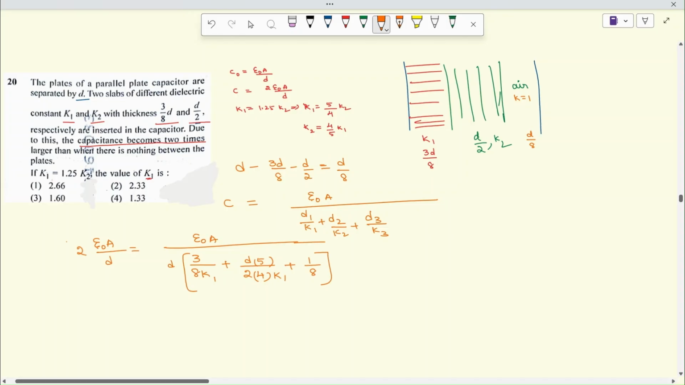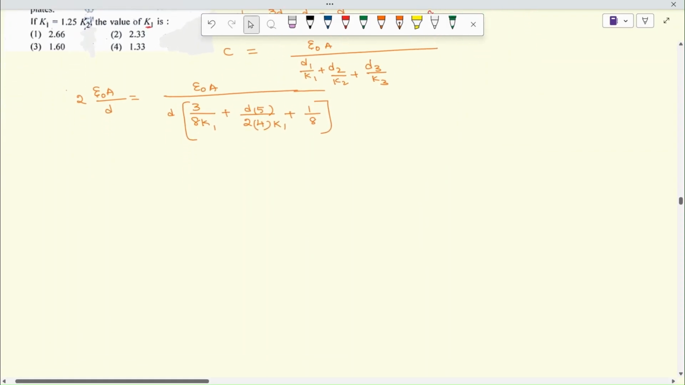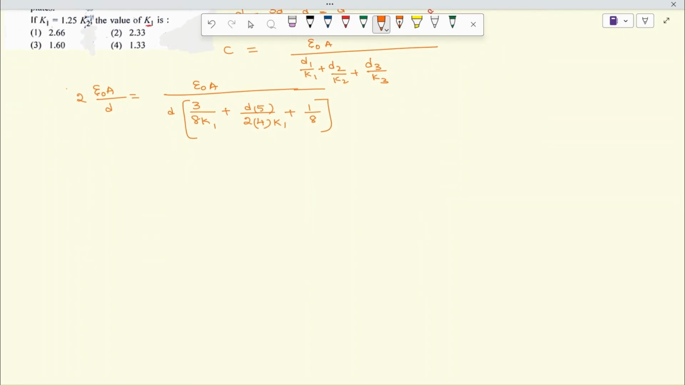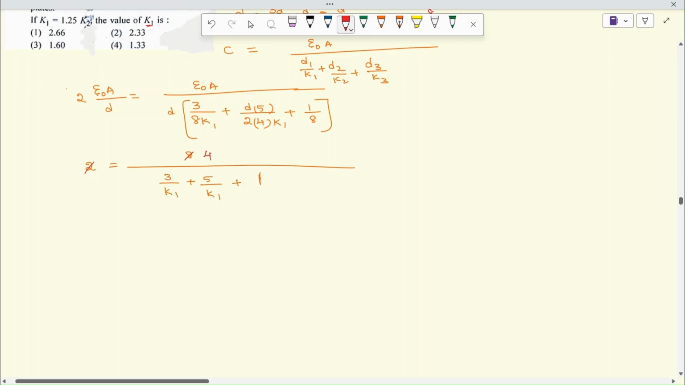And you can see on both sides epsilon naught A by d can be cancelled. So 2 is equal to, and in all these things you can see the denominator is having 8 in common. So it will come to the numerator like this: 8 by 3 by k1 plus 5 by k1 plus 1. Okay. Now cancel the numerators 2 and 8. 4 is remaining here. And now rewrite the terms.